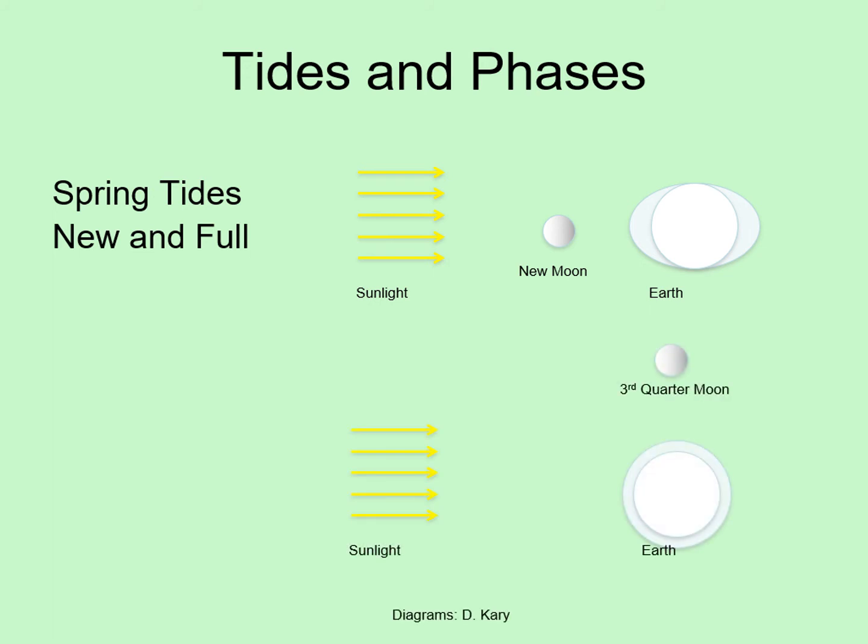This diagram represents a third quarter moon. Here, the moon is raising high tides at the top and bottom of the diagram. Notice that this isn't the North and South poles. We're looking down on the North Pole here. In fact, these are the sunrise and sunset locations on the Earth.